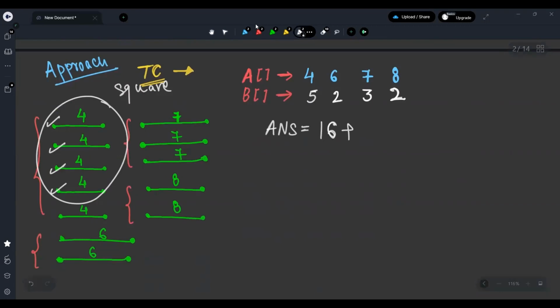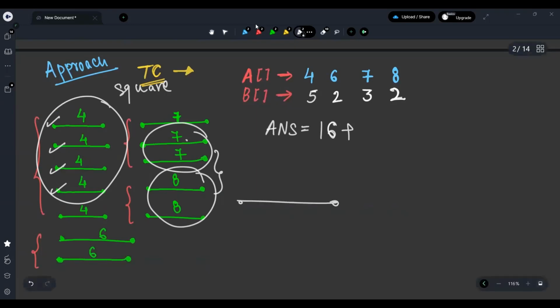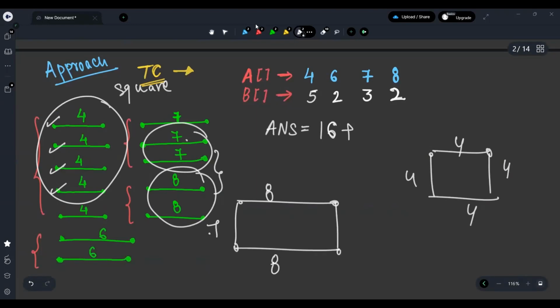Next, the 7s can't make a square, and the 3 sticks also can't, and the 2 sticks also can't make a square. So now we create pairs for rectangles. Like 8, 8, 7, 7 can make a pair, so we can create a rectangle from it. So one square is made, like 4, 4, 4, 4, and the second rectangle is made like 8, 8, 7, 7. What will be the total perimeter of this? 16 plus 14 is 30. So the answer will be 46.